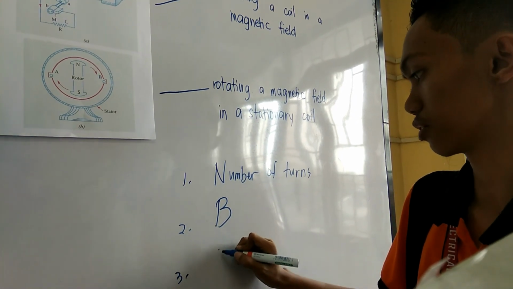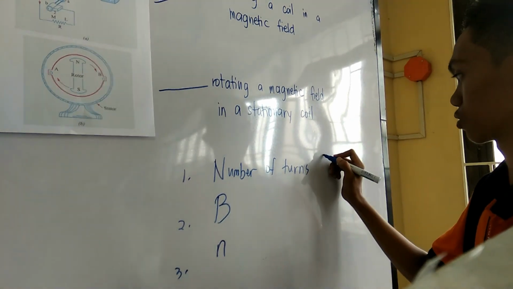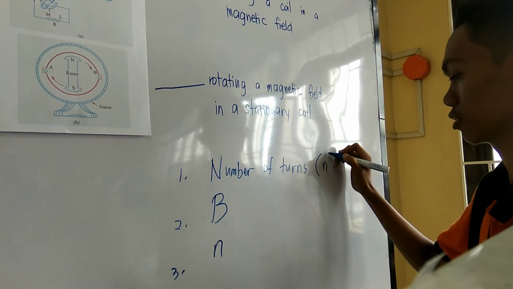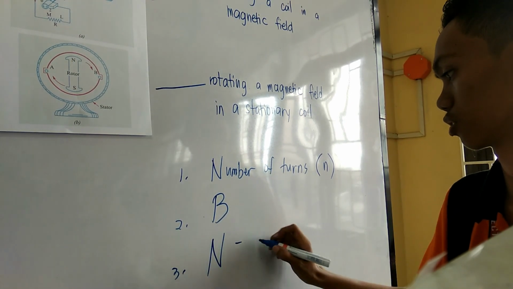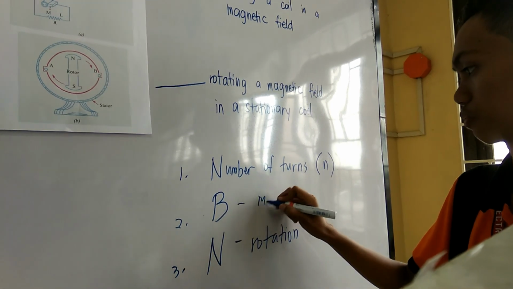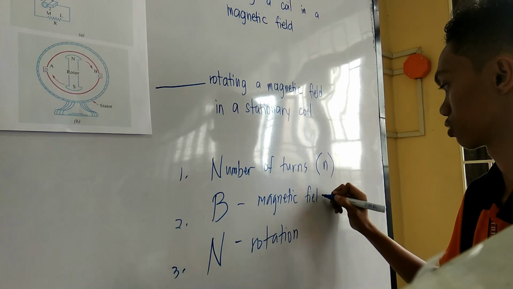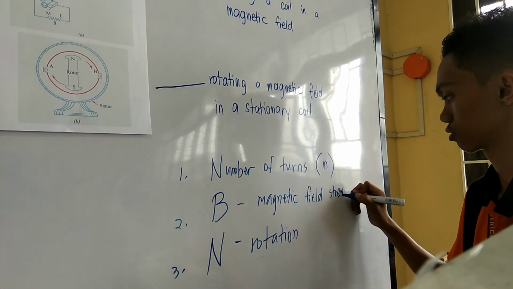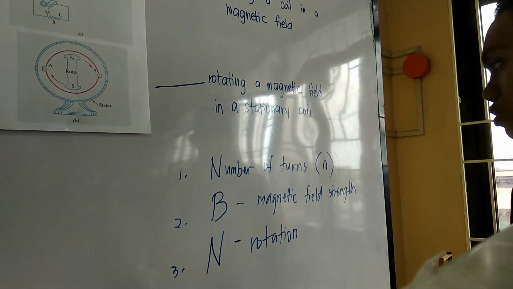And number 3 is the speed of the rotating coil. So the number of turns is denoted as small n, and this one is big N. It's a rotation and magnetic field strength. So these are the 3 factors that affect how much voltage is generated.